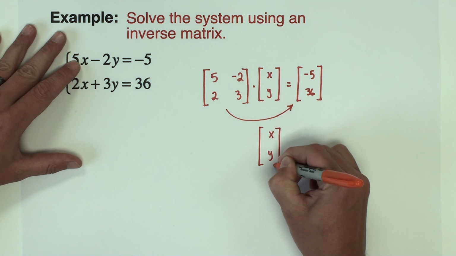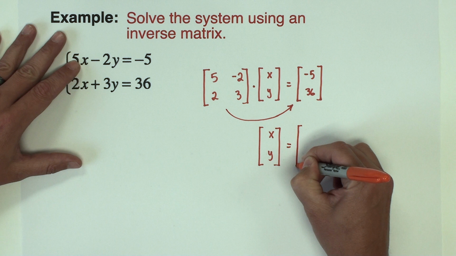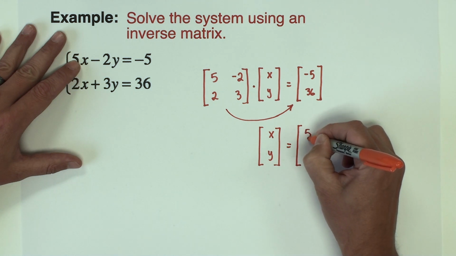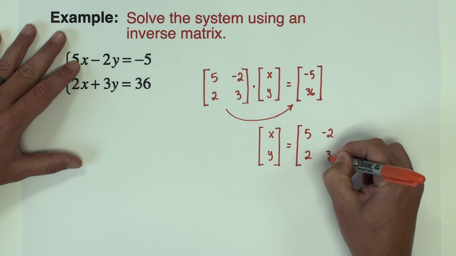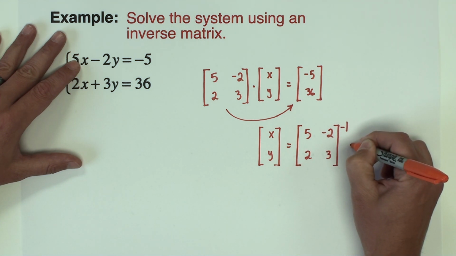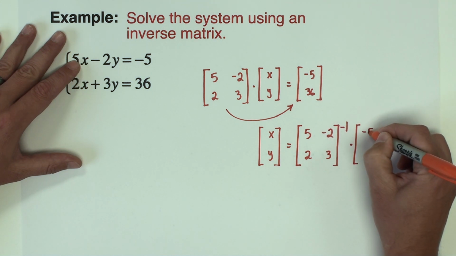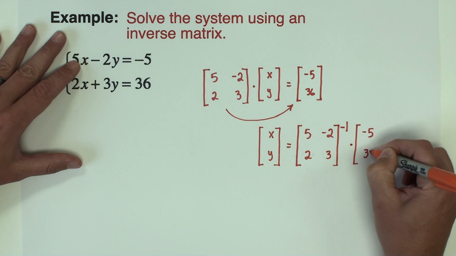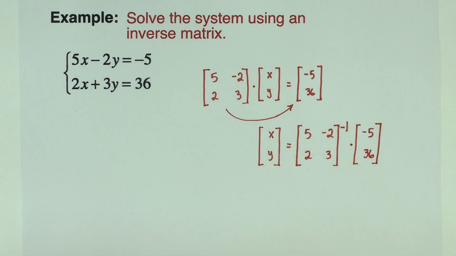xy is going to equal the inverse of this matrix. Now, I could find the inverse if I want, or I can just use inverse notation. I'm going to choose to do that. So I want the inverse of this matrix multiplied by the solutions, -5 and 36. Okay, at this point, I'm ready to go into my calculator.